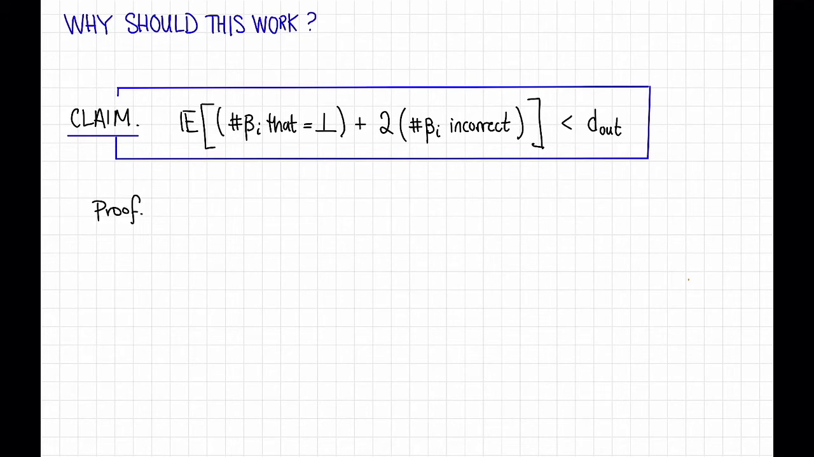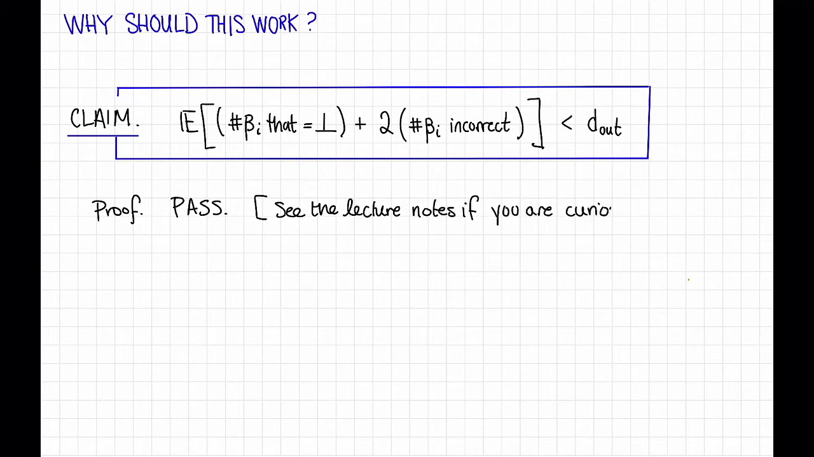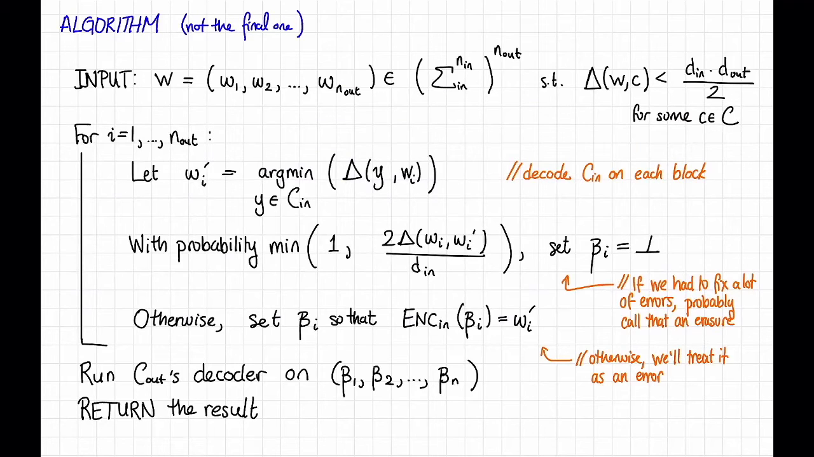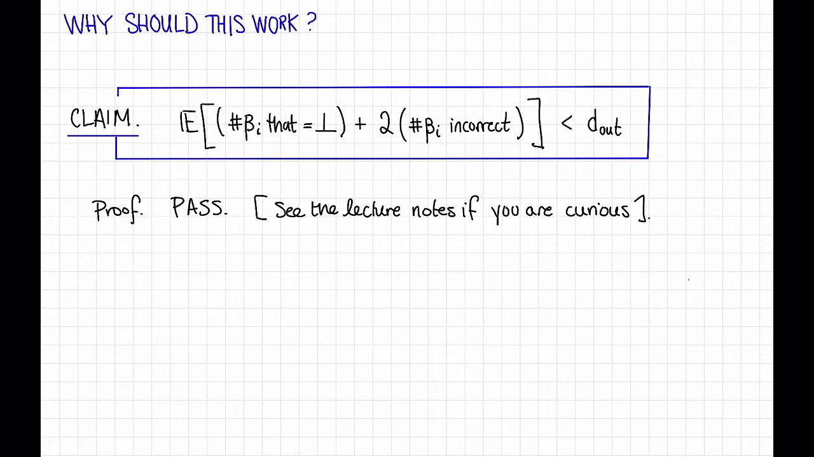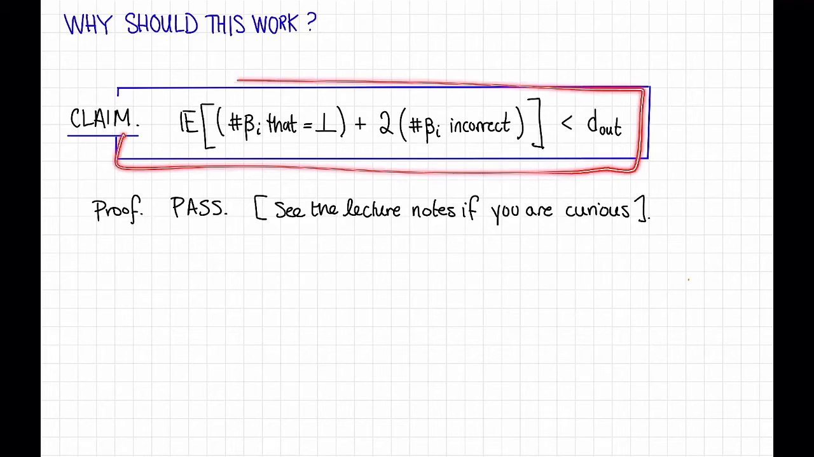Okay, so for a proof, actually, I'm going to pass on this one. You can check out the lecture notes if you're curious. There's a proof there. But if you were to go through that proof, it would explain why this probability is the thing that it is. Basically, we choose this probability to be precisely so that this claim is true.